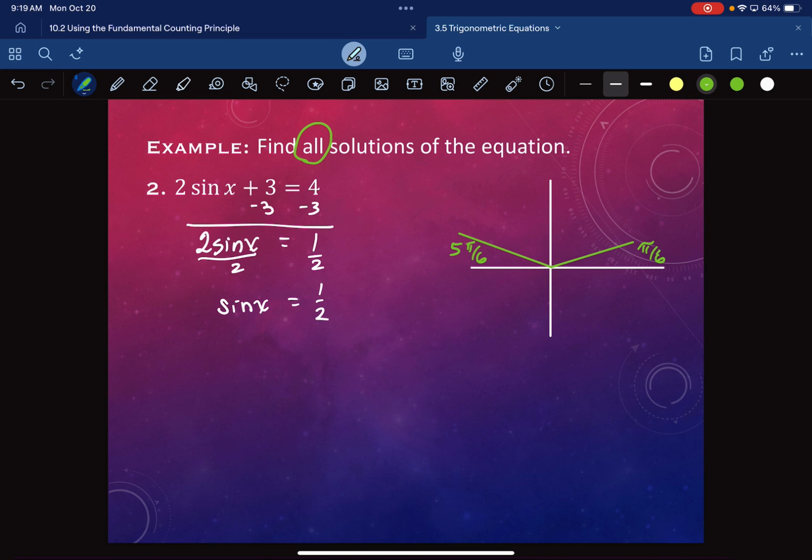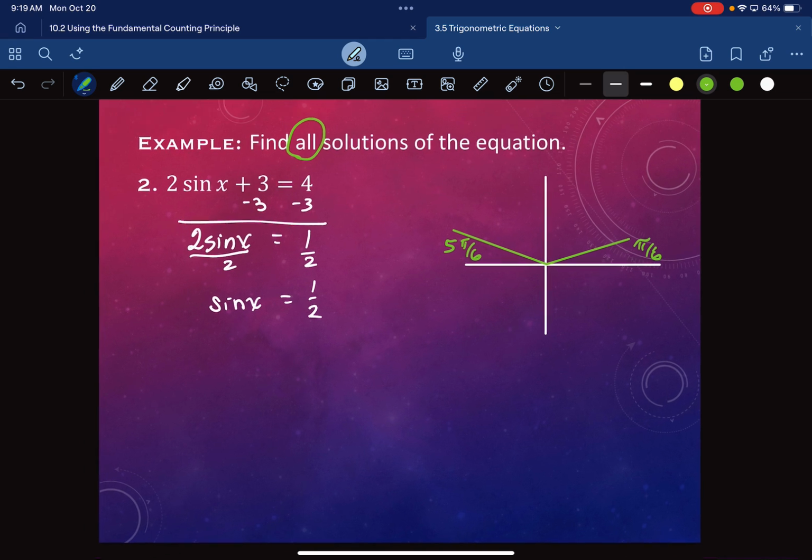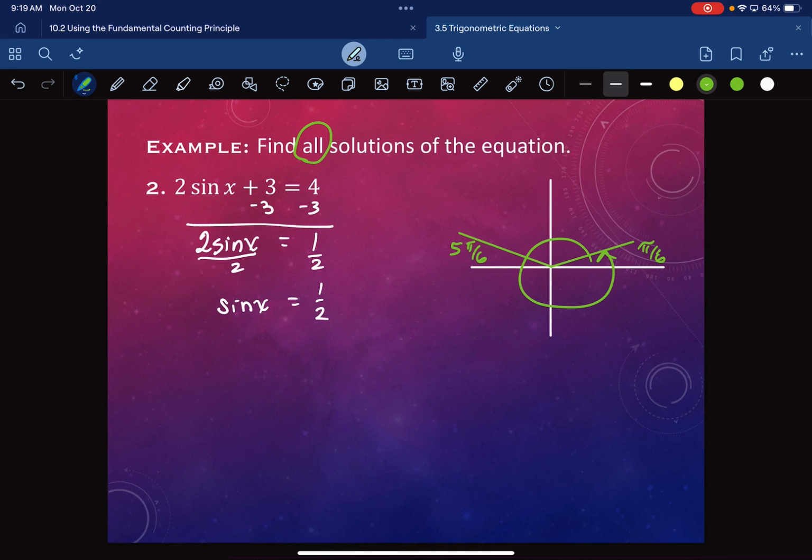Because on the unit circle, if I'm looking from 0 to 2 pi, that's 2 solutions, but we can keep going around and around and around, right? And I keep getting the same places. So while pi over 6 is a solution, so is 2 pi plus pi over 6. And so is 2 pi plus 5 pi over 6, right? I can go around again. I can keep going around the circle multiple times and get multiple different solutions.